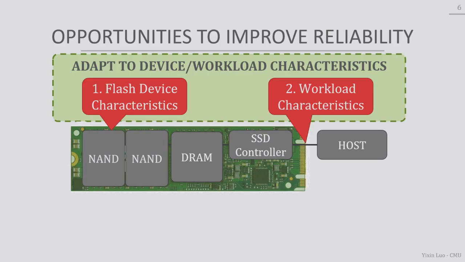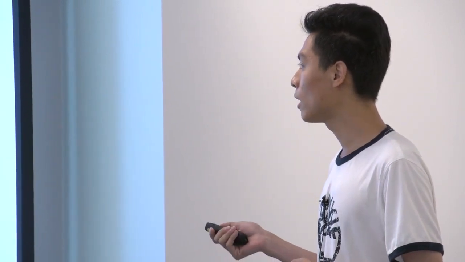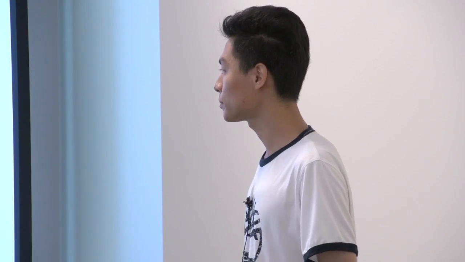And in this work, we identify 3 new opportunities to improve reliability in a very efficient way. So first is to take advantage of the NAND flash device characteristics. As we mentioned, NAND flash errors are not random, and there are several patterns that we can take advantage of. And second is the workload characteristics, because it turns out how the host or the workload accesses data from the NAND flash chip also affects how these errors occur and how the pattern changes.